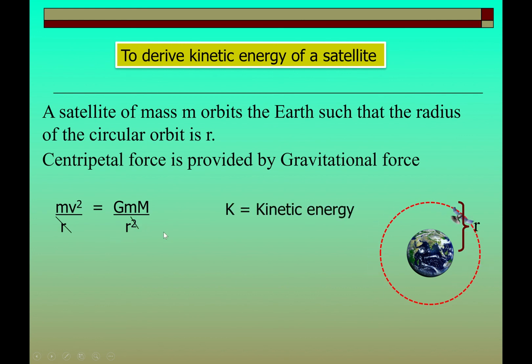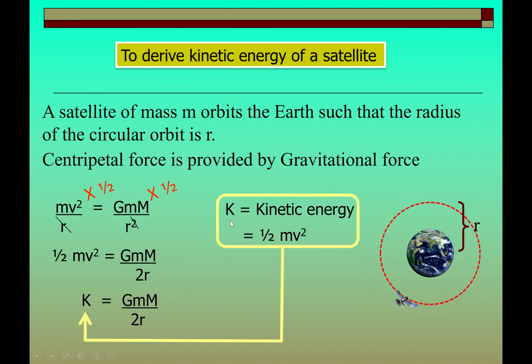Then, to relate with the kinetic energy, where kinetic energy equals half mv squared, we multiply both sides of the equation by half. So we get half mv squared equals half GMm per r. Then we can substitute the kinetic energy using the symbol K equals half mv squared into the equation here. So we get K equals GMm per 2r. So this is the kinetic energy of a satellite.